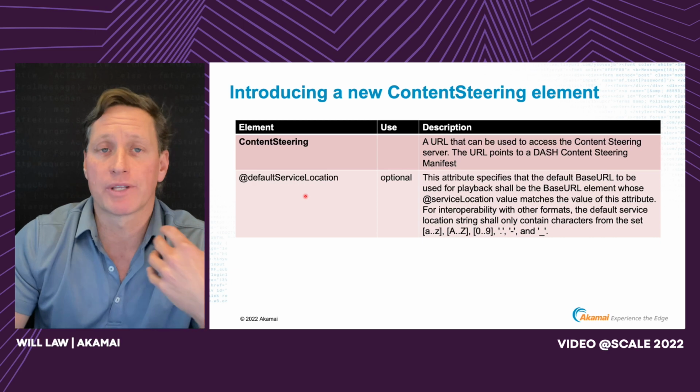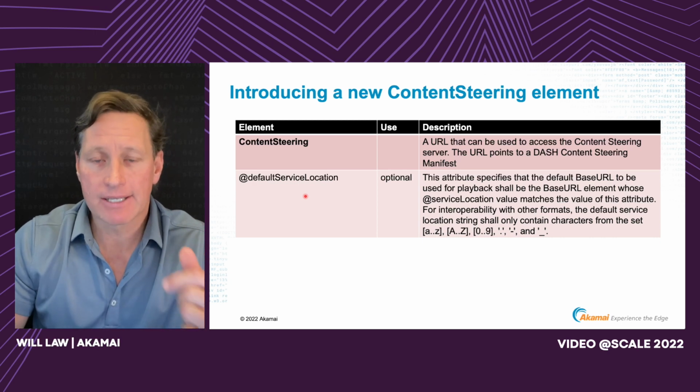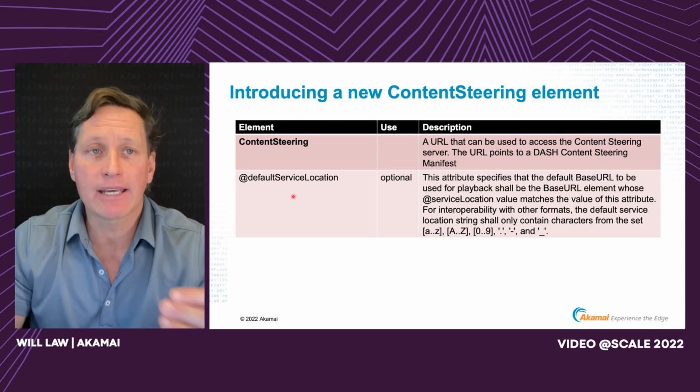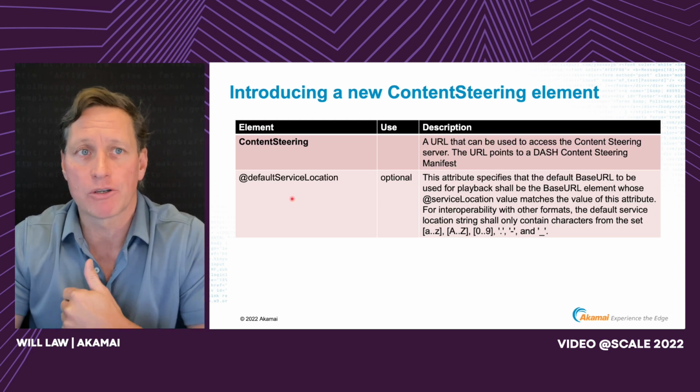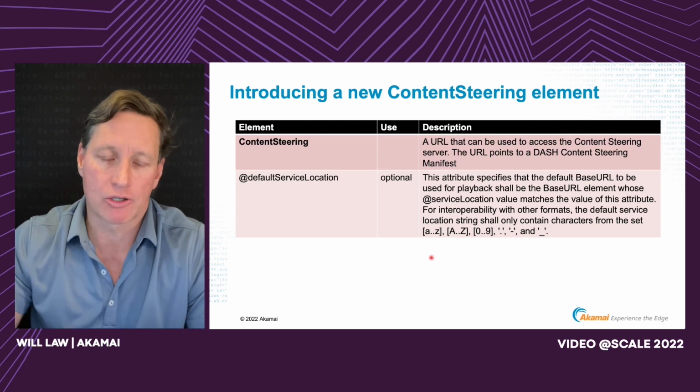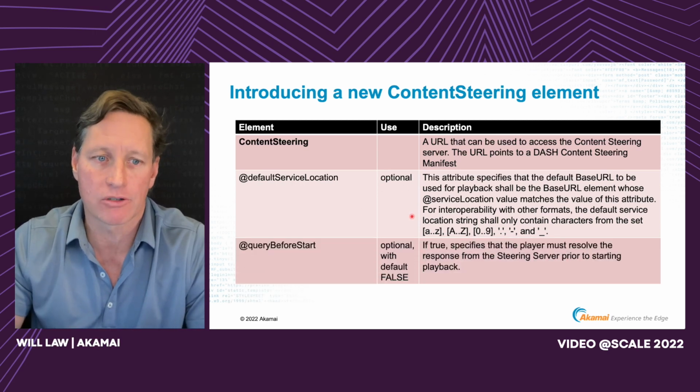The first is something called the default service location. Remember those service locations are labels? This is basically saying, hey, I would like you to use this label as your default base URL when you start. It's an optional attribute. The player can make a choice of which one it wants to use, or it can follow this instruction.